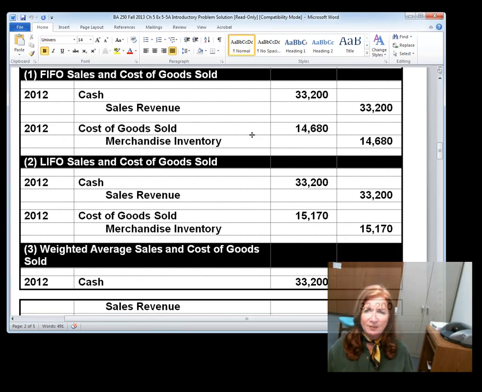Now the cost of goods sold are going to be, the sales are cash, debit cash because the sales were for cash and cash is going up, and credit sales revenue because the sales revenue is going up, and that's $33,200 and $33,200. We always on these perpetual inventories have two entries. Cost of goods sold is our next entry.